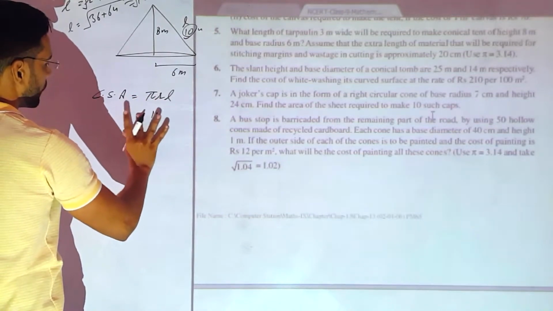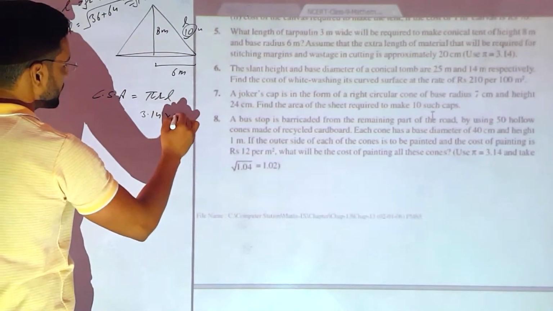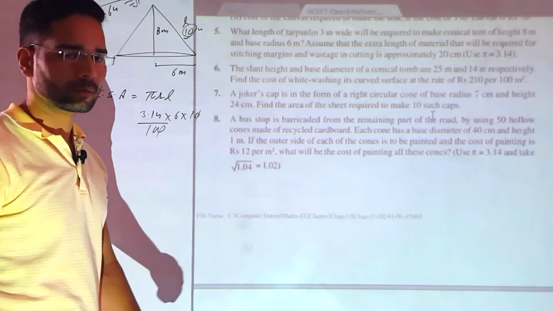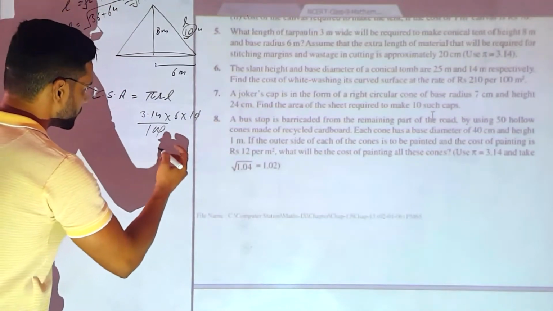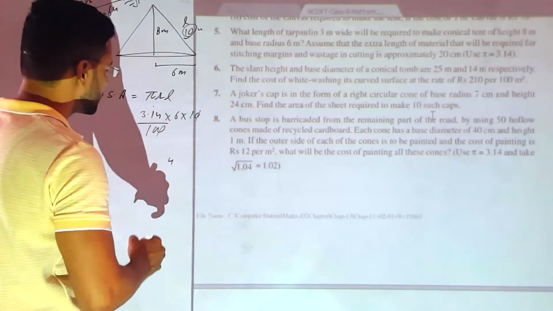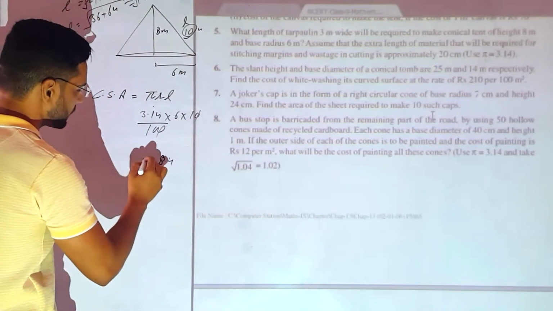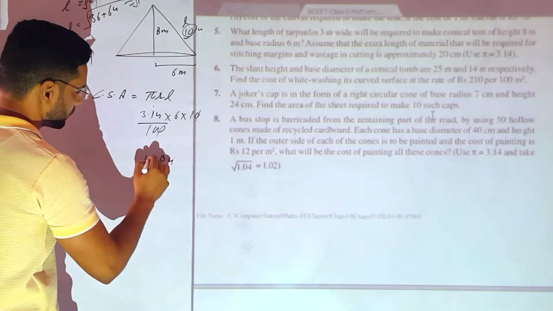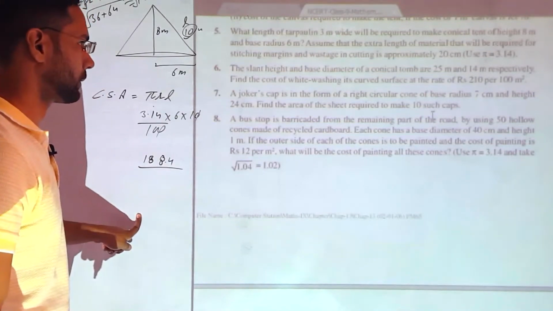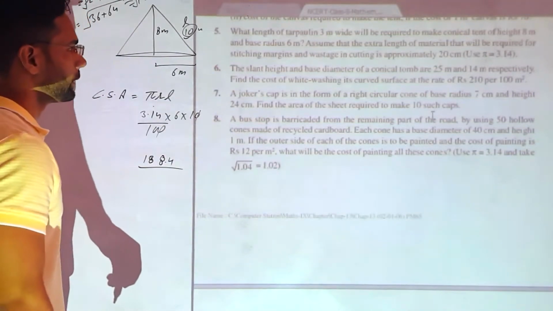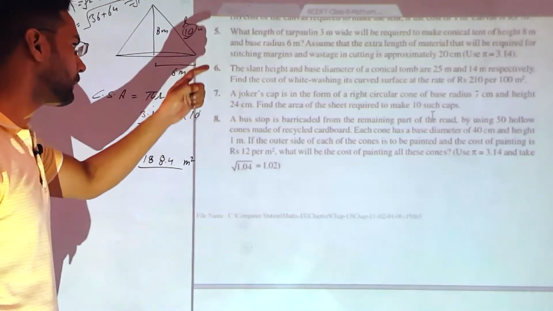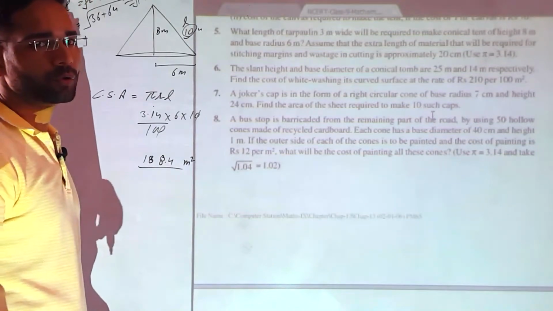3.14, R is equal to 6, L is equal to 10. Solve. 6 into 3.14, 6 4 is 24, 2 carry, 6 1 is 6, 7, 8. And 6 3 is 18, 1 decimal. This is your meter square, and 3 meter wide tarpaulin we should.